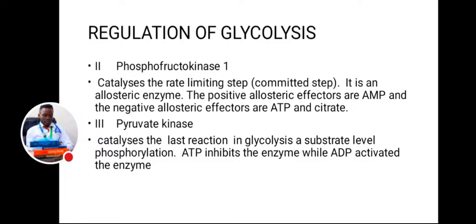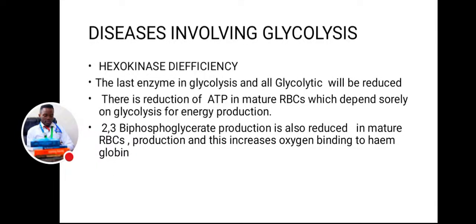Okay, diseases that are involved in glycolysis, we have hexokinase deficiency. So if a person has hexokinase deficiency, meaning that glucose will not be converted to glucose 6-phosphate. So all glycolytic intermediates will be reduced. There is a reduction of ATP in the mature red blood cells, which depend on glycolysis for energy production. 2,3 bisphosphoglycerate production is also reduced in mature red blood cells, and this increases the oxygen binding to hemoglobin.